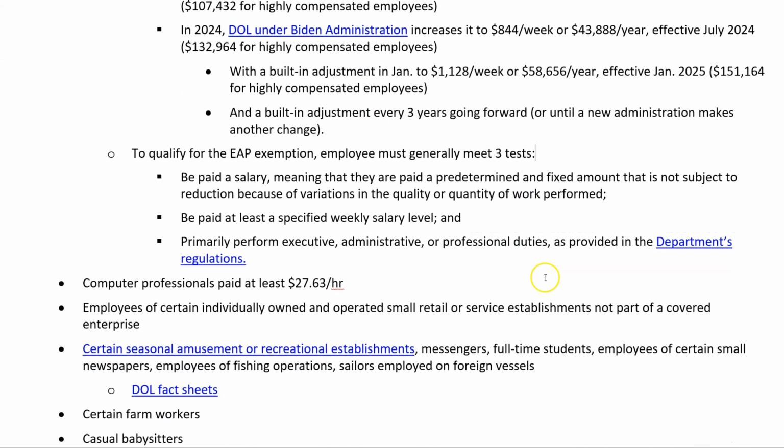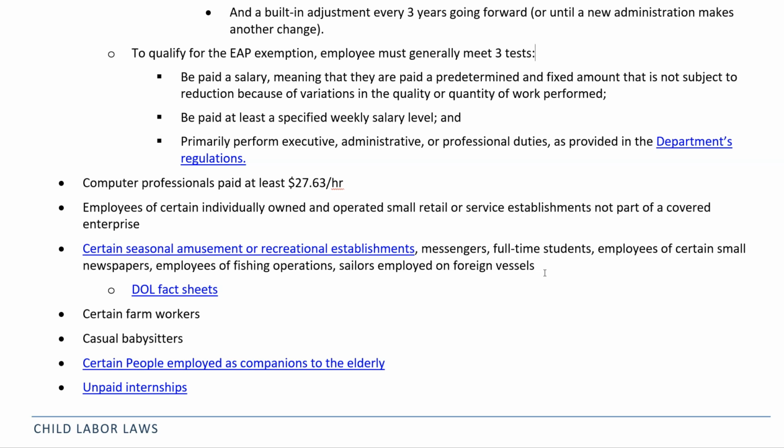So, like I said, you have to qualify for this EAP exemption. Generally you must meet these 3 tests. One is I have to be paid a salary, meaning I'm paid a predetermined or fixed amount that is not subject to reduction because of variations in either the quality or the quantity of work performed. I have to be paid at least a specified weekly salary level and primarily perform executive, administrative, or professional duties as provided in the Department of Labor's regulations. And I linked you to that because you can go read a whole lot more about what exactly would qualify as executive, administrative, or professional if you have questions about that.